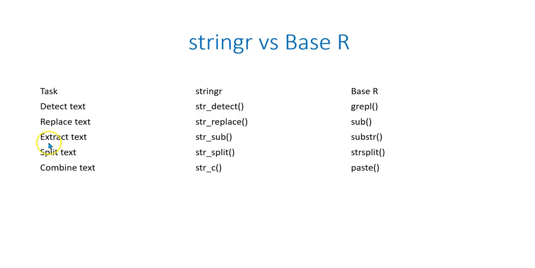For extracting text, I use str_sub, and in base R, substr. Split text: str_split, and in base R, strsplit. This is slightly different, the only difference is the underscore. This is a base R function, and this is stringr. Combining text: str_c, and here in base R it is paste. So we will see each and every function with examples. Let's jump to R Studio so that we can start our coding part and see how these functions from stringr and base R work together.